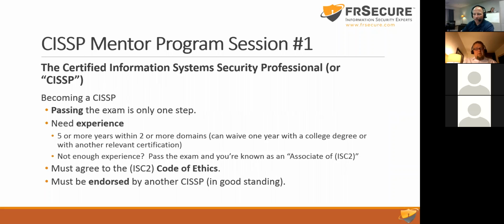So that's one part of the CISSP. Everybody focuses on the exam. They think that maybe that's the hardest part of becoming a CISSP. You also have to have experience, 5 or more years, and within 2 or more of the domains. People stress about this one a little bit too, thinking that I don't have 5 years of information security experience.